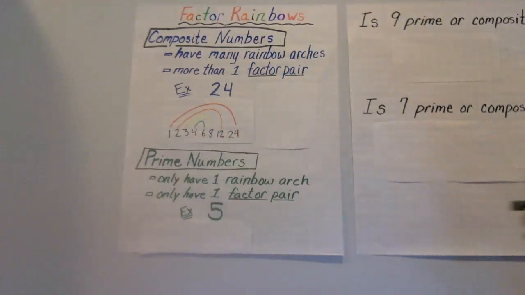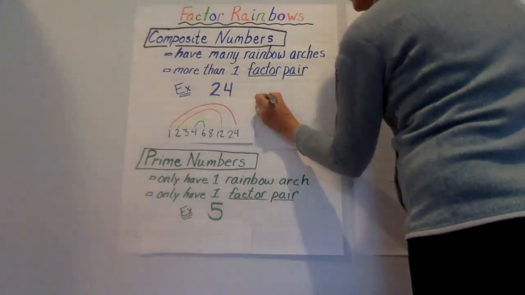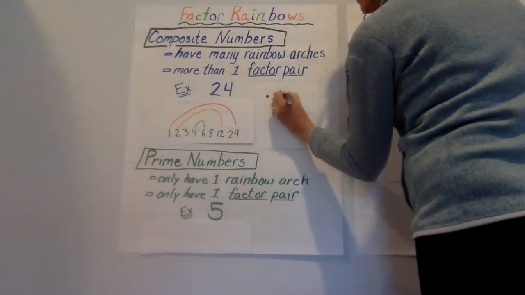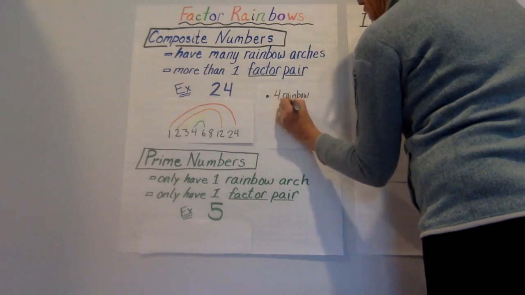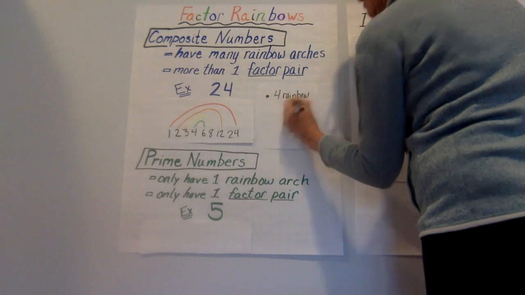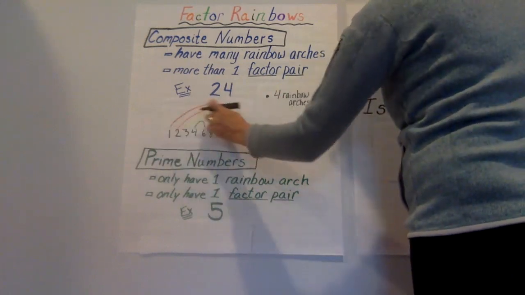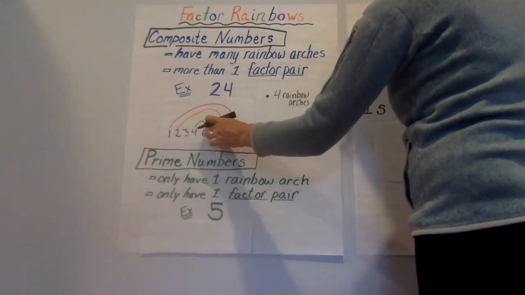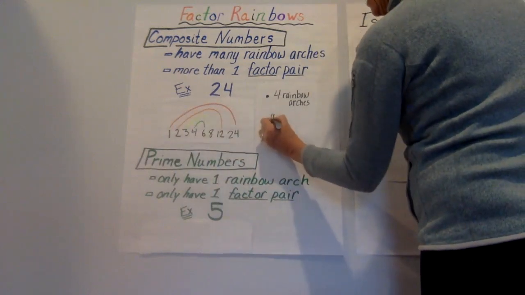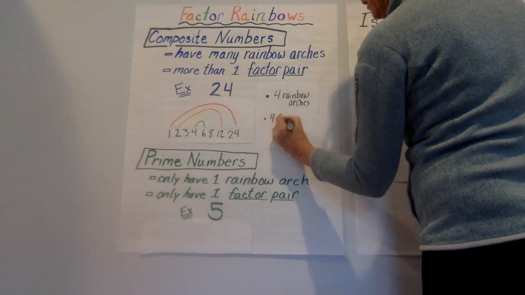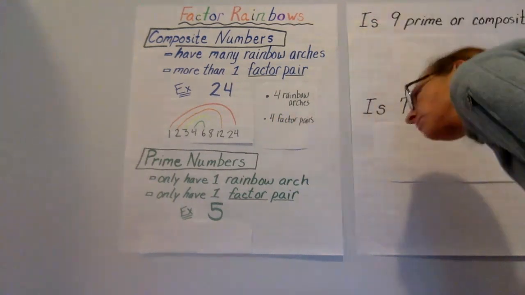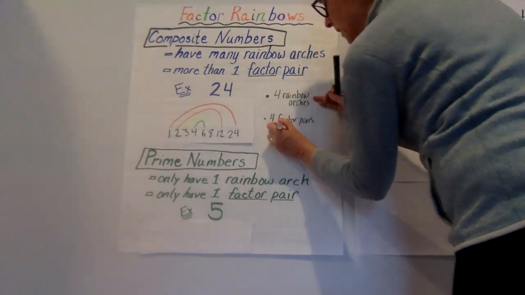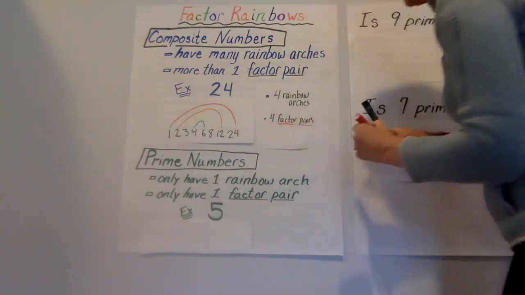So if I look at my arches, looks like I have 4 rainbow arches. 1, 2, 3, 4. And I have 4 factor pairs. Now, factor pairs is math vocabulary. So what are the factor pairs?